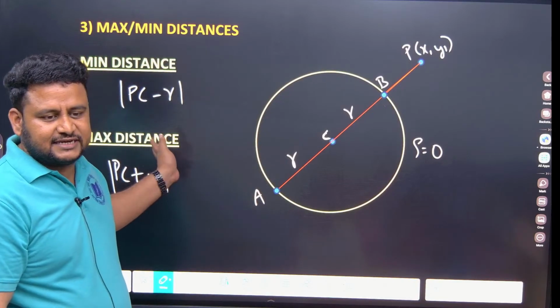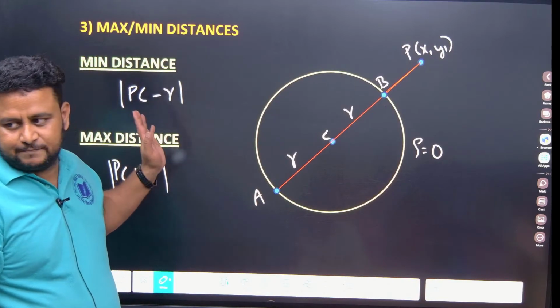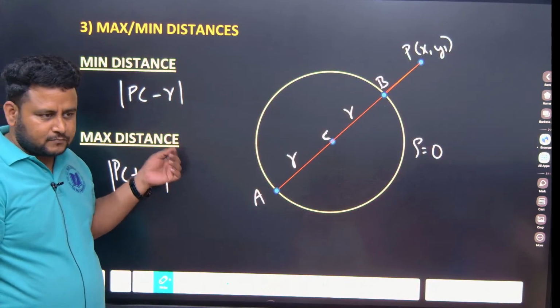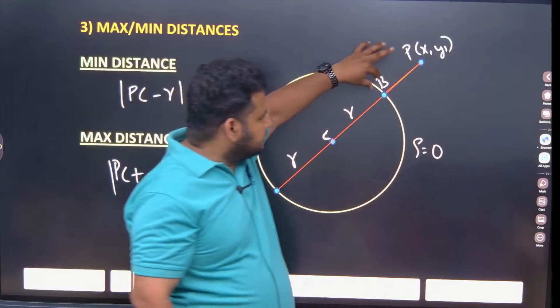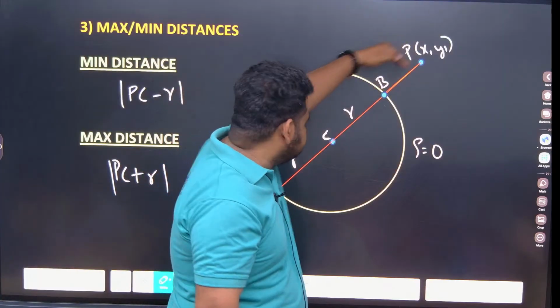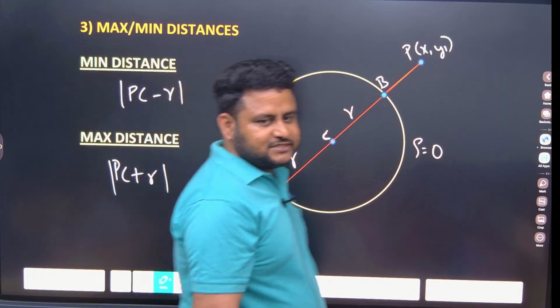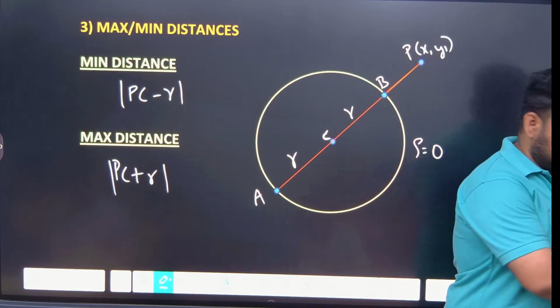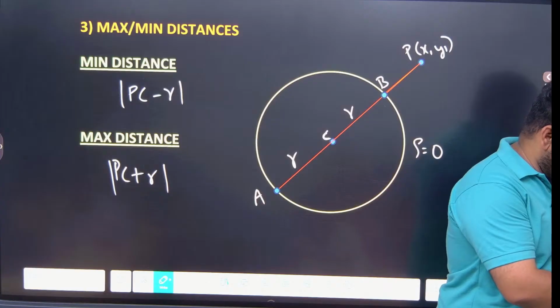Okay, PC plus R. Will they ask this question directly? They will not ask directly. Indirectly in some other question, this will be a part of it, where you have to find maximum distance and minimum distance, you will use this formula. So minimum distance is what? This is the point P to B. Maximum is from this point to this point. So that is what? PC plus R. Got it? Clear everyone?